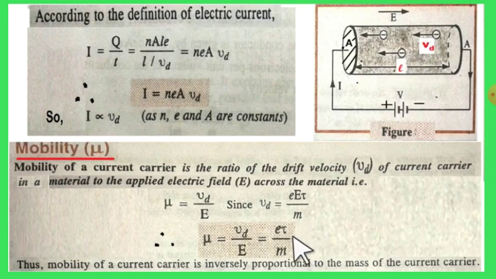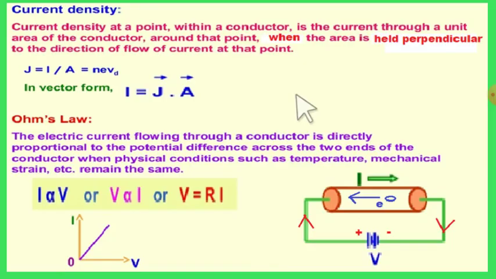So as tau decreases, what happens? This mu will be less. Mobility will be reduced. The movement of the free electrons inside the conductor will be less, and so what happens? The current will decrease. Current decreases. In another way, we can say resistance increases, right?